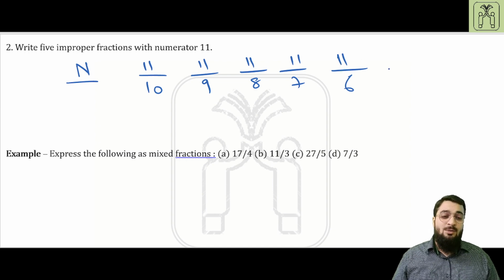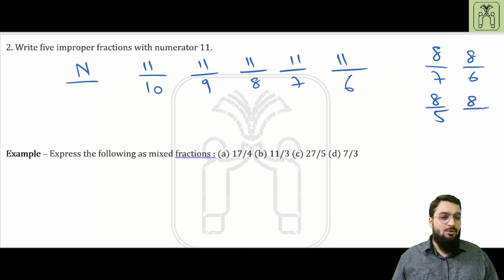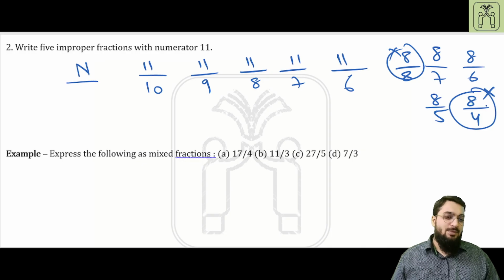Here too the rule applies. For example, if you are given the numerator 8, you will write 8 as the numerator, then 8 upon 7, 8 upon 6, 8 upon 5, 8 upon 4. But do not write 8 upon 4 and do not write 8 upon 8. Skip those and go to 8 upon 3, 8 upon 2, etc. Or 8 upon 6 is better, an improper fraction, but when you go to 8 upon 3, it is okay.